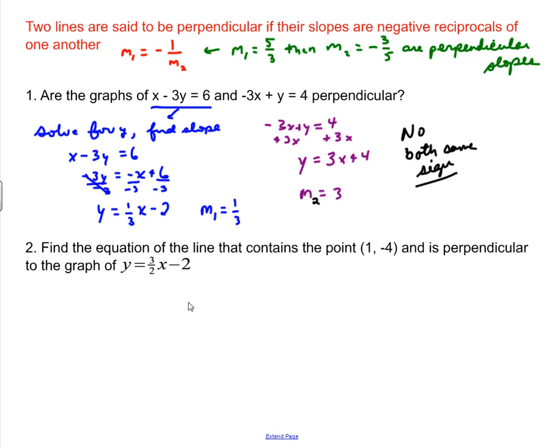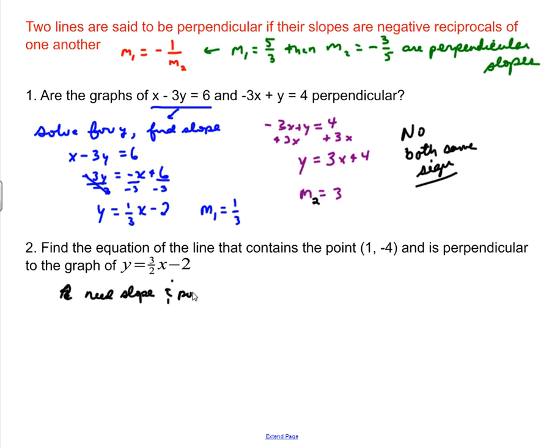Okay, let's try this time. So now we were asked to find the equation of a line that contains the point 1, negative 4 and is perpendicular to the graph of y equals 3/2 x minus 2. What should we do? In this case, like every other case, in order to find the equation of a line, we need to find a slope. We need slope and we need a point. Well, we've got a point and we've got a slope.